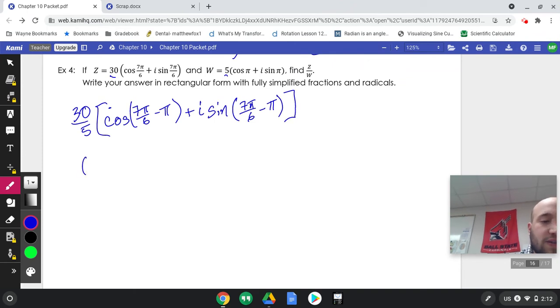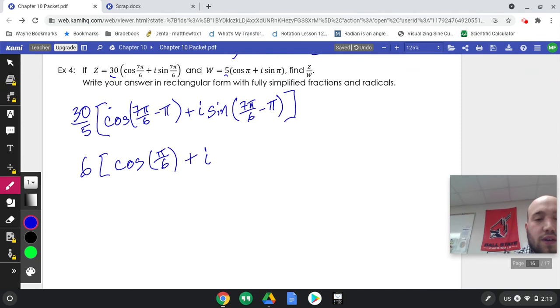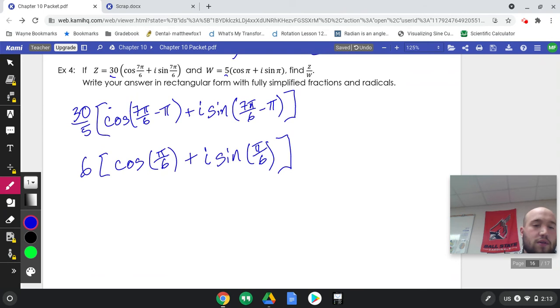So 30 divided by 5 is 6. And then it's cosine of pi over 6 plus i sine pi over 6. Okay, all we have to do now is convert. So x will equal 6 cosine pi over 6. y will equal 6 sine pi over 6.